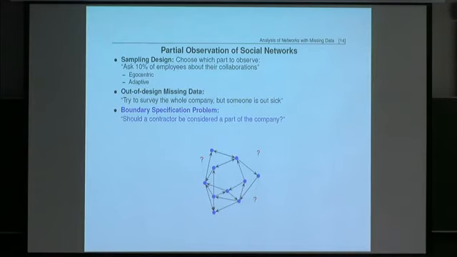The last case that's listed here is a boundary specification problem where we're not sure what the set of nodes should be. For example, should a contractor be considered part of a company? And so this problem is beyond the scope of this paper. I'm not going to get into it in this talk, but this is another reason why we may have partial observation.